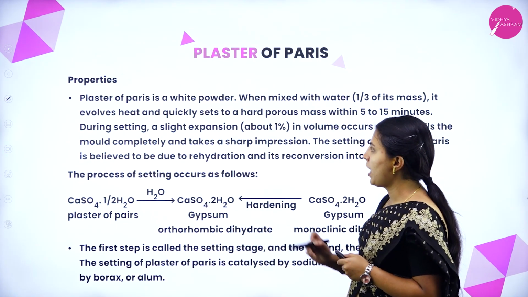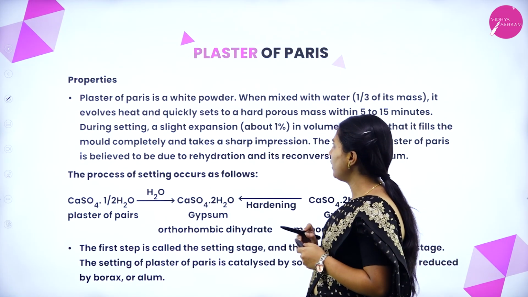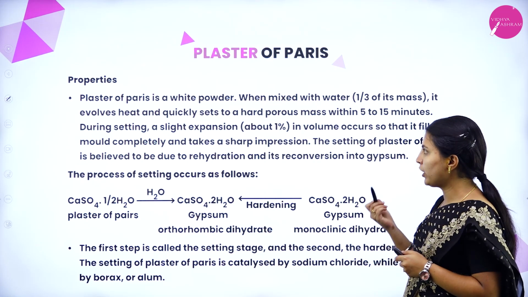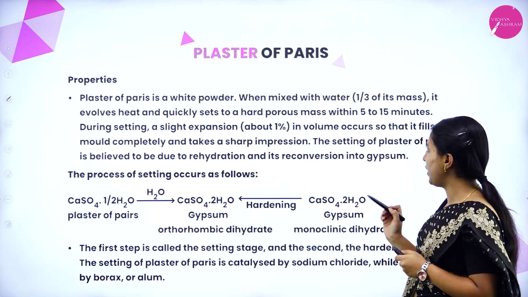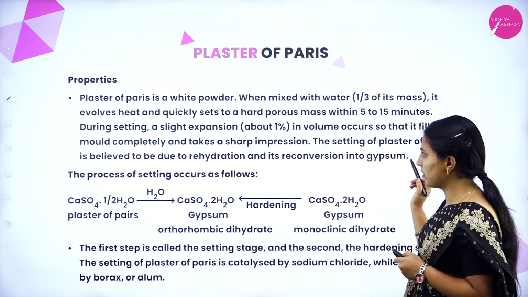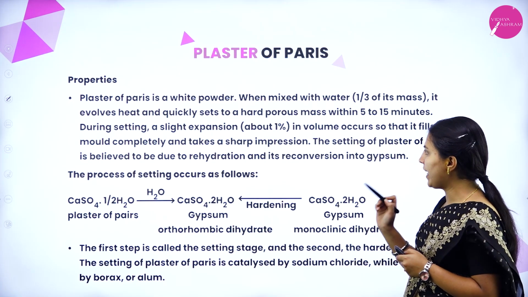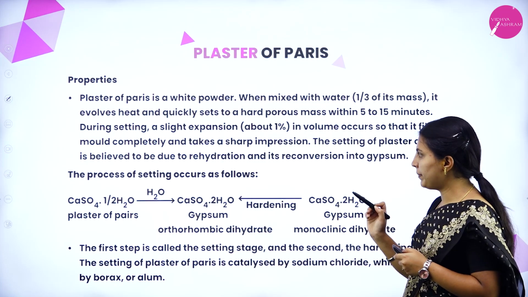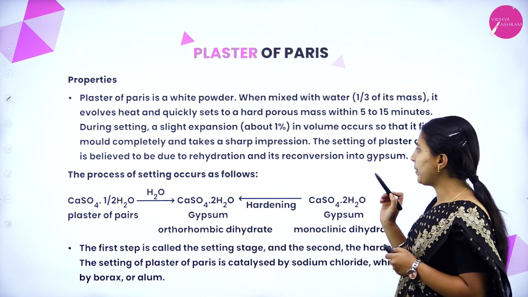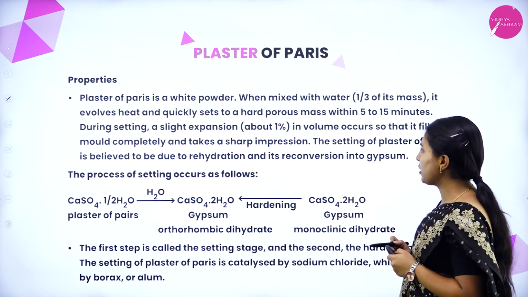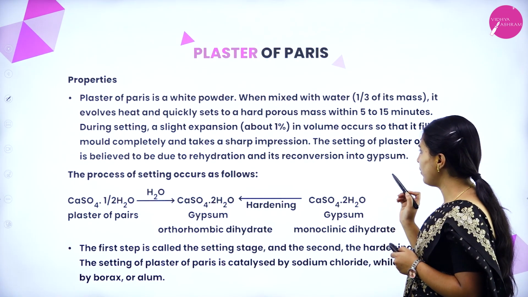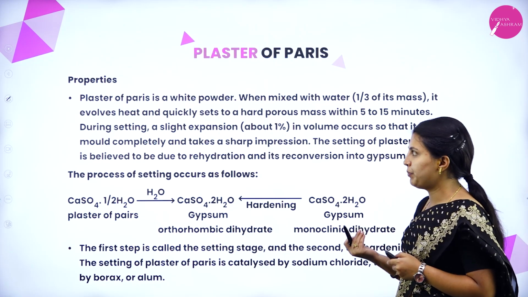Next, properties. Plaster of Paris is a white powder. When mixed with water, it evolves heat and quickly sets to a hard porous mass within 5 to 15 minutes. During setting, a slight expansion in volume occurs so that it fills the mold completely and takes a sharp impression. The setting of plaster of Paris is believed to be due to rehydration and its reconversion into gypsum.